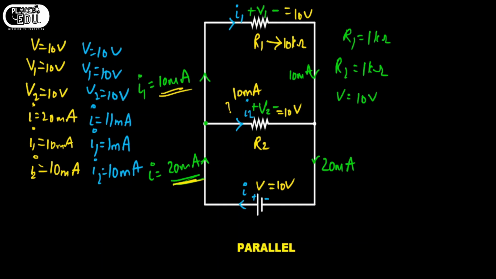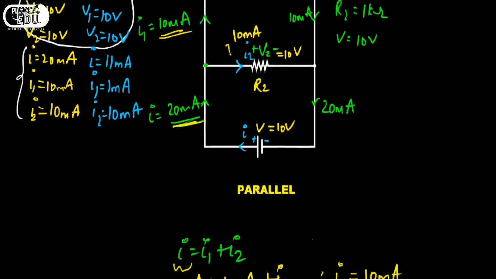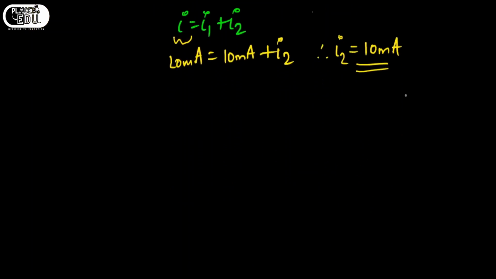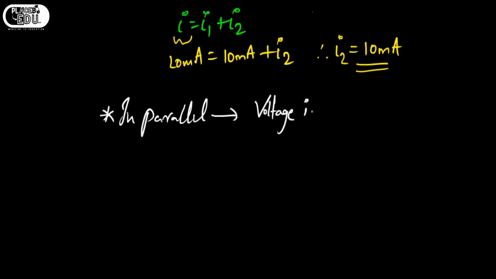So we got a pattern to observe here. In parallel, voltage is same, and the currents are dividing. On what basis the currents are dividing? Let us discuss. So in parallel combination, voltage is same. Understand? This is a very important line you have to remember. In parallel combination of resistors, voltage is same, and the current is dividing.